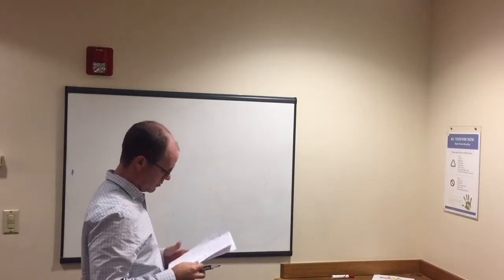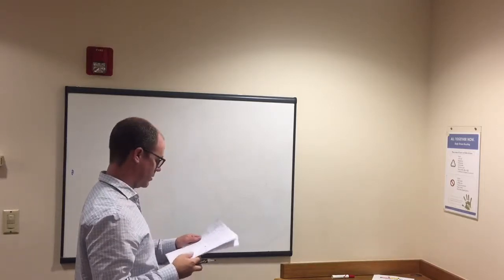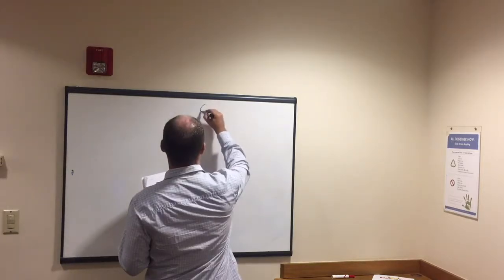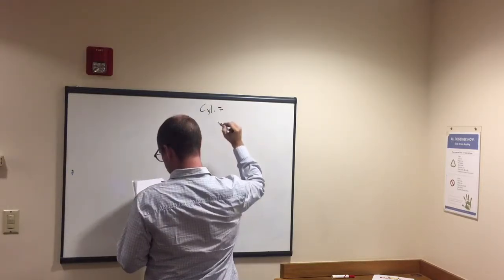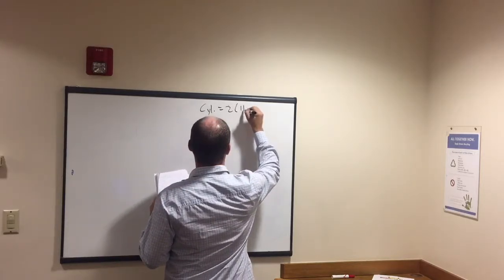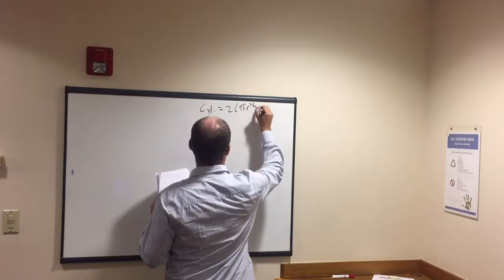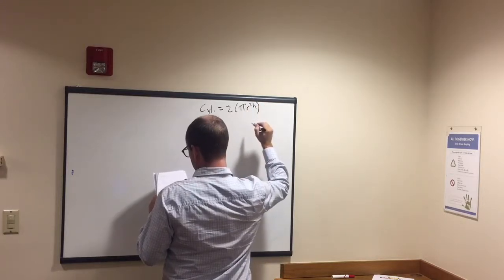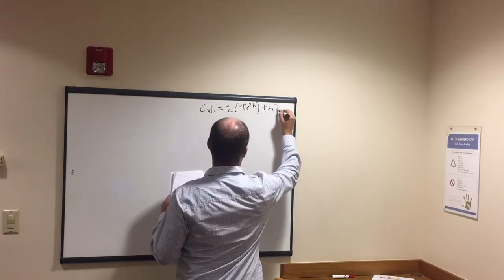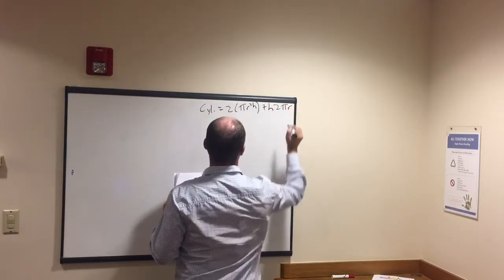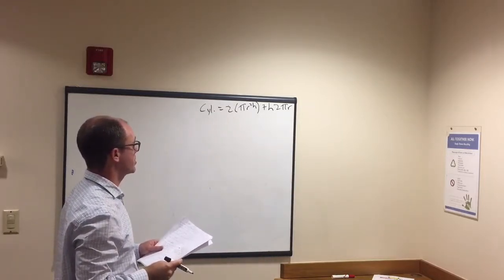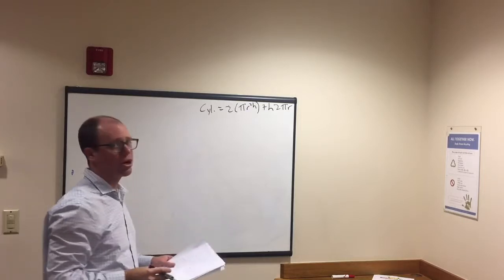Probably that cylinder might be the harder one to remember from a formula standpoint. So for our cylinder, the formula is 2 times pi r squared h plus height times 2 pi r. Okay, so that's our formula: 2 times pi r squared h plus height times 2 pi r.